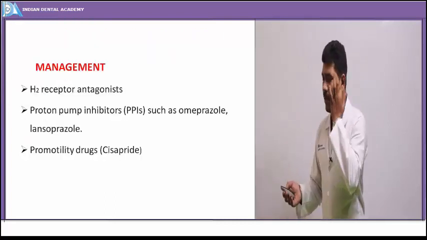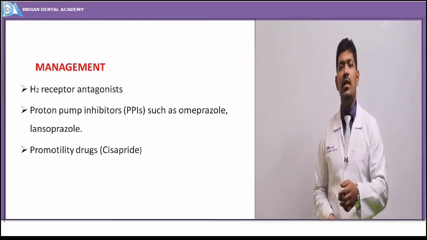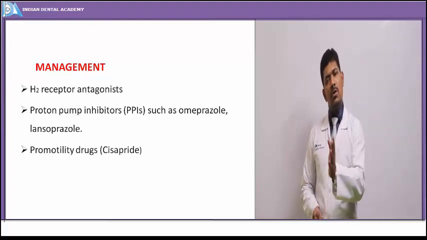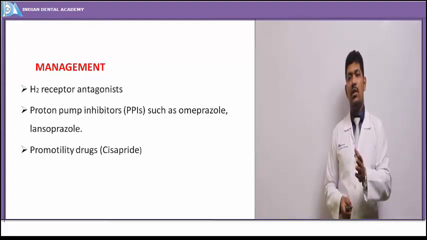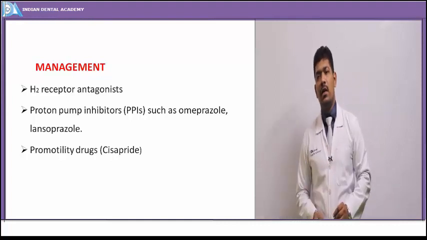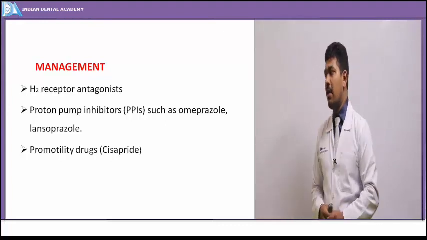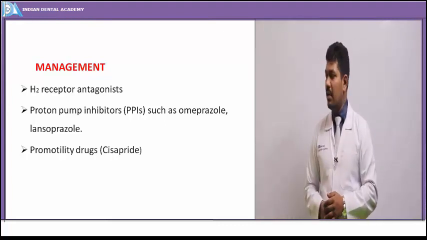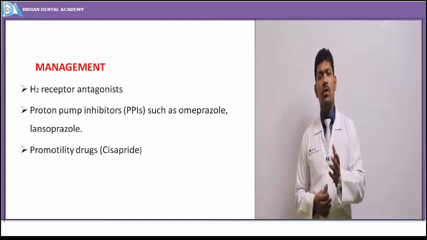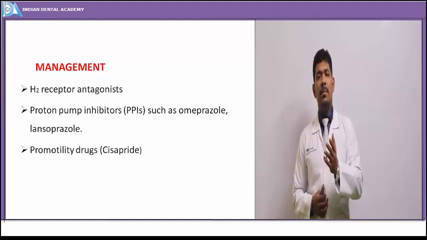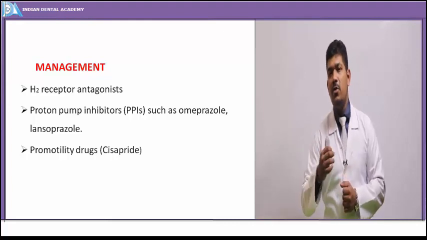Now how do we manage? Simple. Basically all the problems arising due to GERD are because of the acid content. So counteract that particular acid using H2 receptor antagonists, which reduce the production of acid within the stomach, or counteract the acid content within the stomach. Or the proton pump inhibitors. If we look back into the previous sessions wherein I've talked about the proton pump inhibitors, they basically inhibit the channel or the process by which the acid is produced in the stomach.